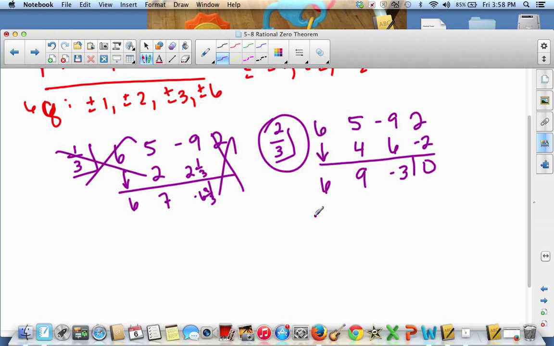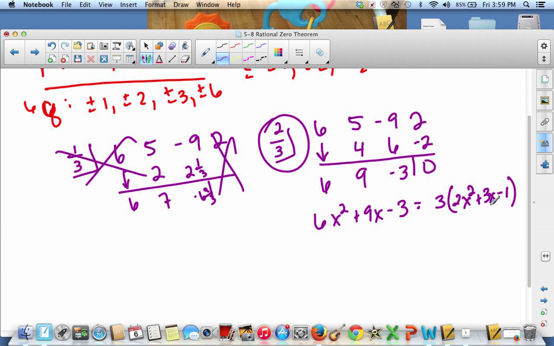Now we can go ahead and factor this. So we have 6x squared plus 9x minus 3. Go ahead and use the T method right now, but can't we just go ahead and factor out a 3 to make our lives a little bit easier? Let's factor out a 3. So we get 2x squared plus 3x minus 1.